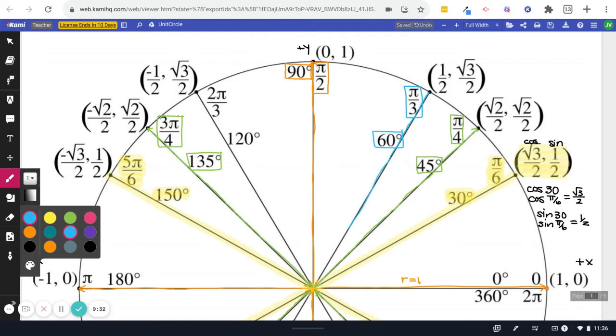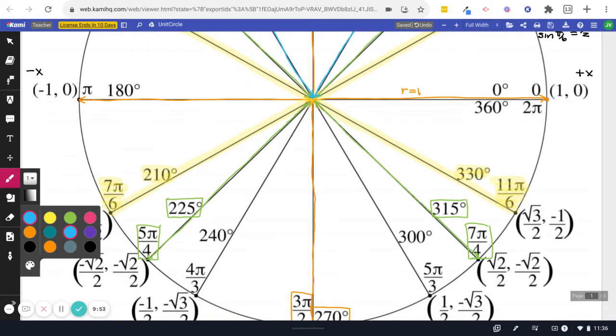Pi over 3 is 60 degrees. You'll notice that this particular ordered pair is very similar to the 30-degree one. And remember, that's just because they are complementary angles, 60 and 30. That's why those two are so connected here. We could look at all of our pi over 3s here, and we'd see the same ordered pair. So really, if you knew the first quadrant, you know all the quadrants.